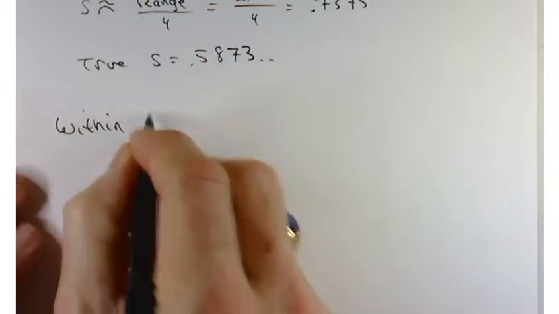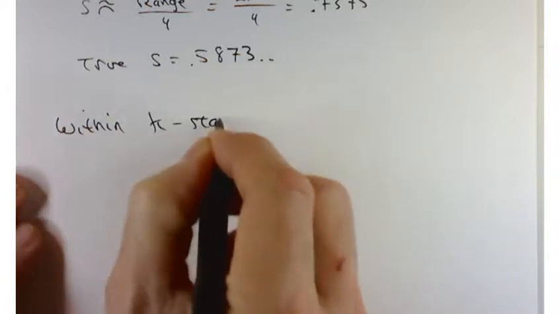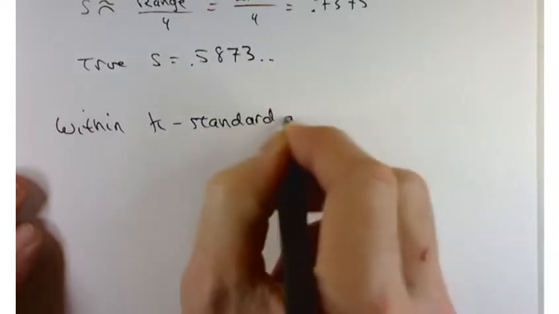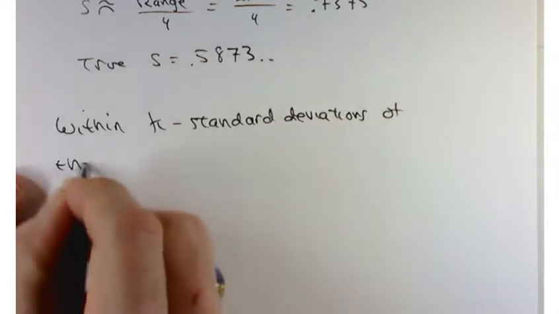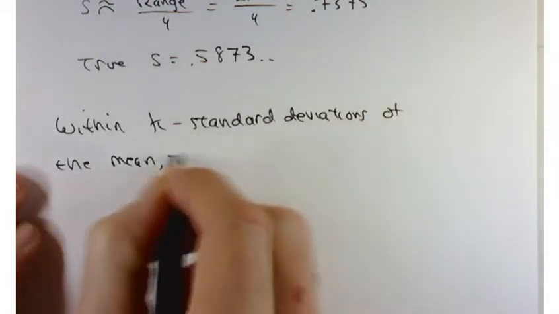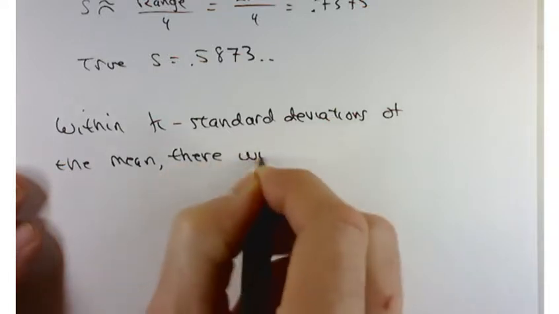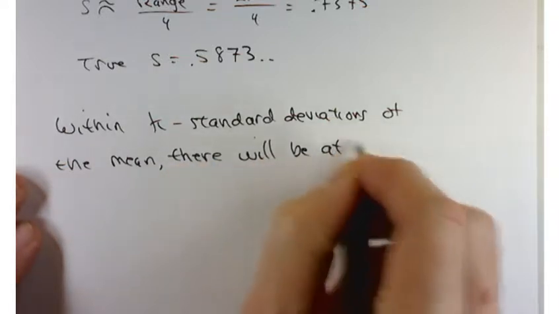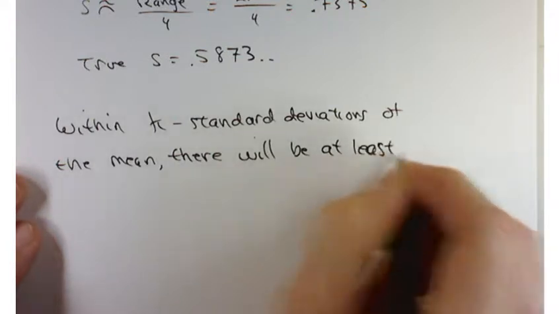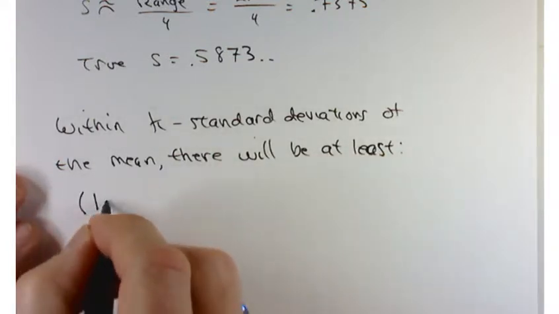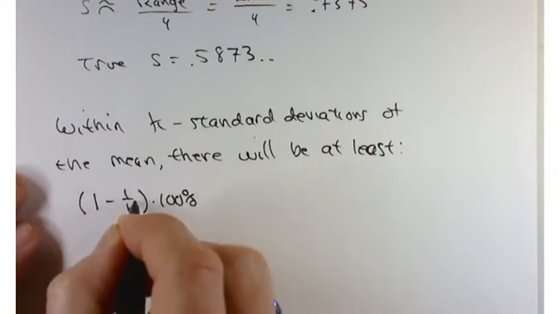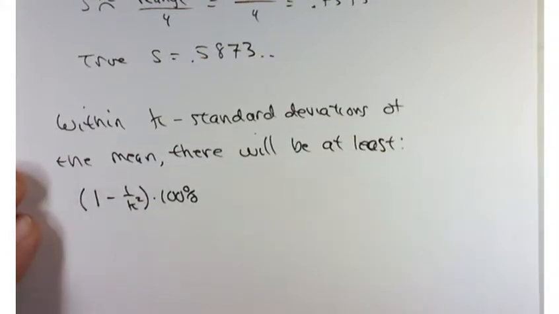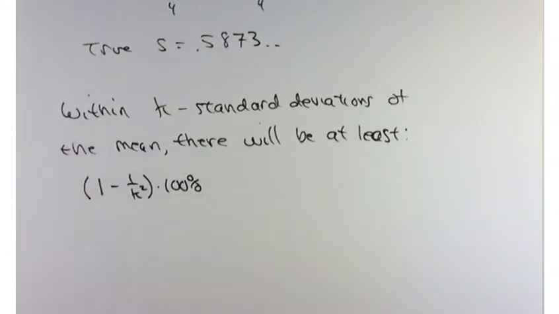So within k standard deviations of the mean, there will be at least 1 minus 1 over k, the k should be squared, times 100%. That portion of the data should be within k standard deviations of the mean.